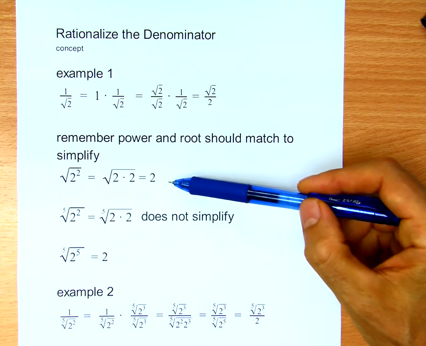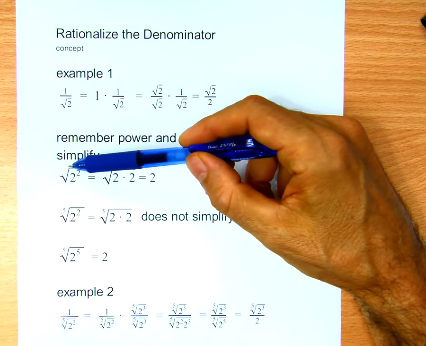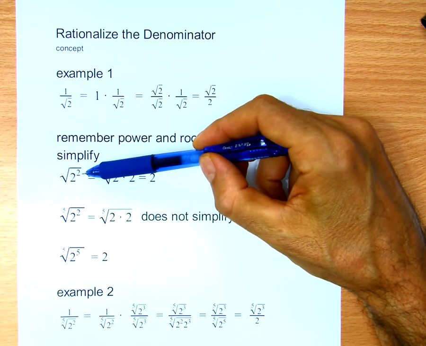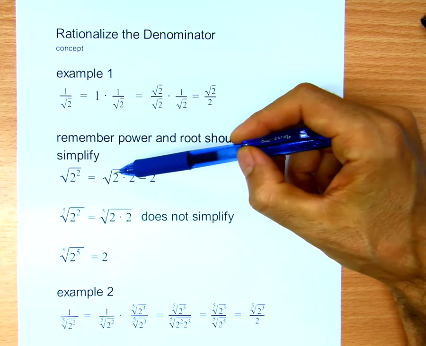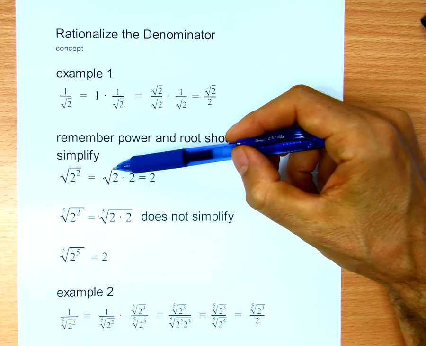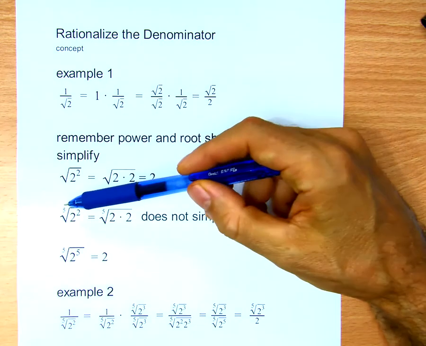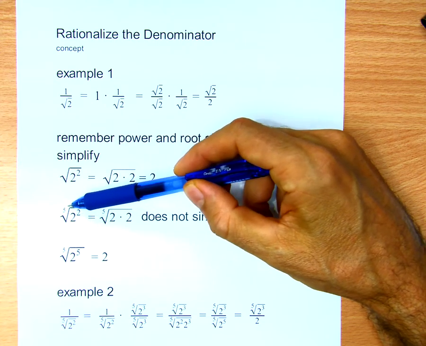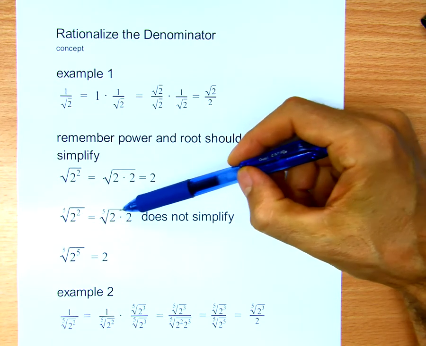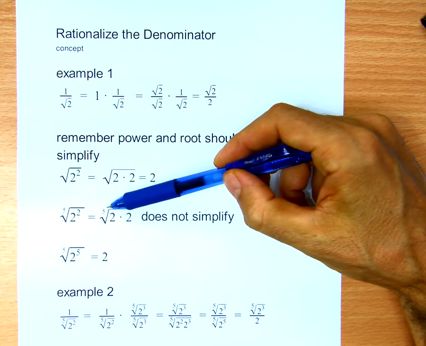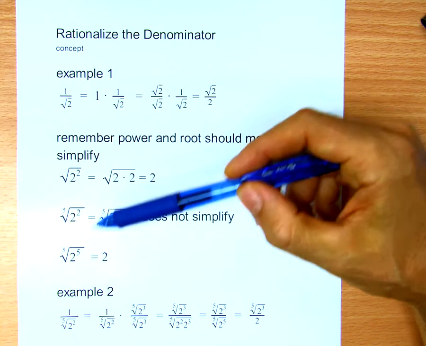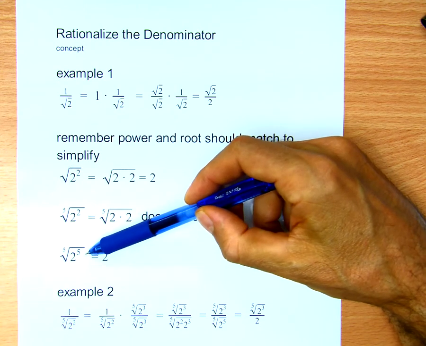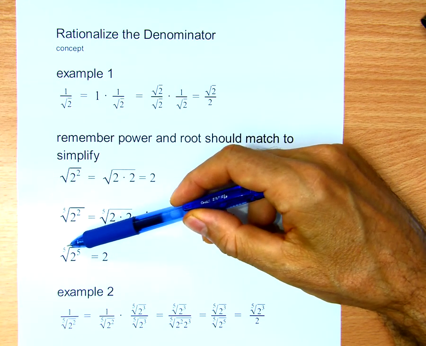Now I want to remind you that if you have a square root, that is a root of 2, you need a power of 2 to cancel that root. You need a pair to cancel a root. But if you have a root 5, a power 2 will not cancel a root 5. A pair of 2's does not cancel a root of 5. You would need to have a power 5. You would need to have 5 2's to cancel the root of 5.